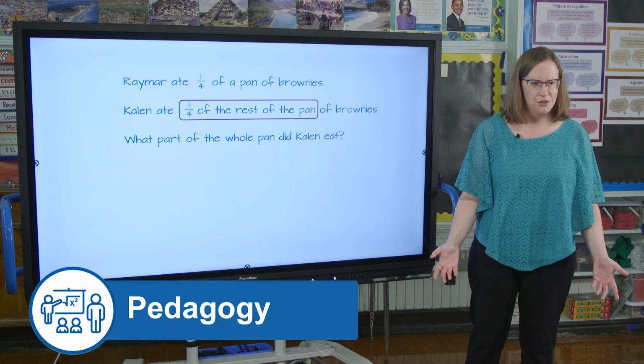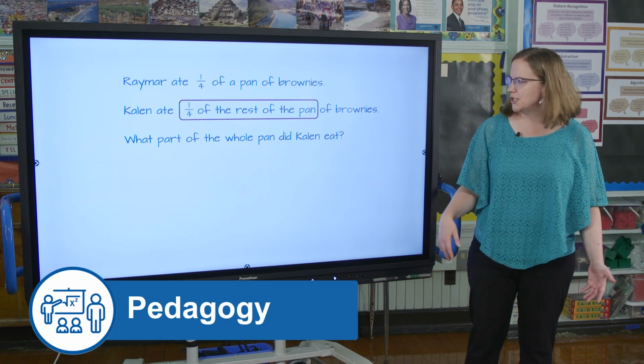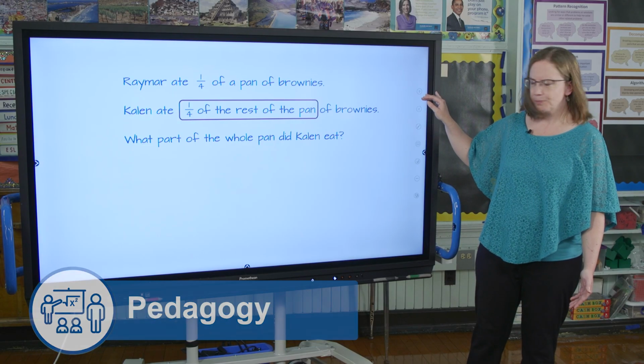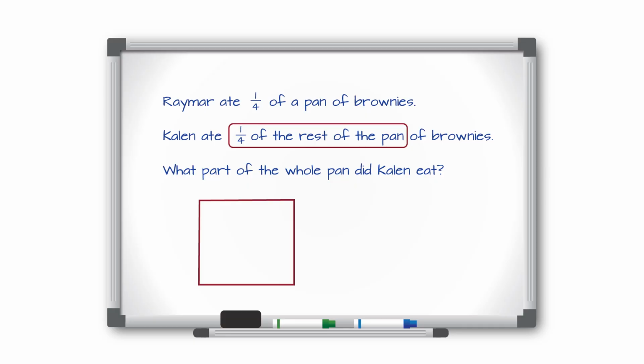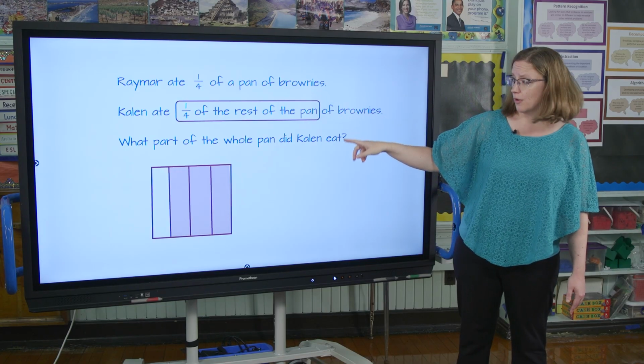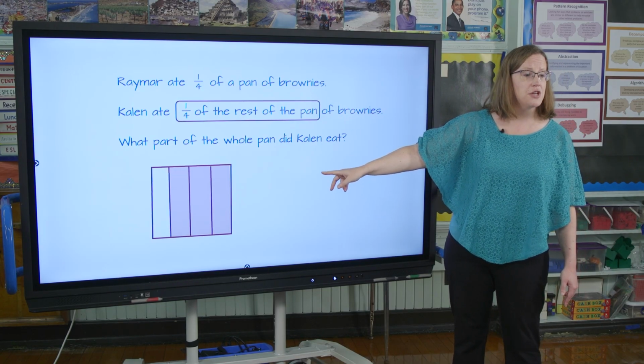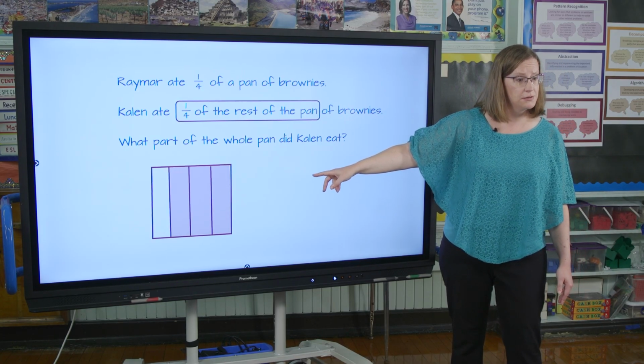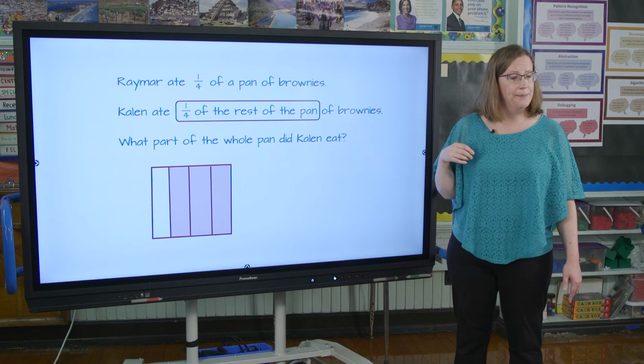So Micah drew a picture to help make sense of it. So what did you draw, Micah? Okay, you started by drawing the brownie pan. That makes sense. So that's the whole pan. All right, and then what did you do? You drew 3/4. Why 3/4? Okay, so you were thinking about Raymar eating 1/4. So you made the fourths and then shaded 3 to show what was still left? All right, and then what?